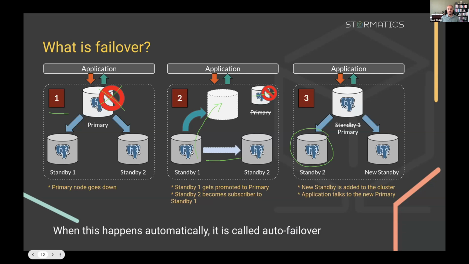And then after this entire procedure has taken place, you can add a new node over here to act as the new standby. Or if you were able to recover this primary somehow, you can have this primary come and join the cluster as a new standby. This entire process of the primary going down, a standby taking over, and the other standby subscribing to what is now the new primary, this whole operation is called failover. When it happens without human intervention, when it happens automatically, it is called auto-failover.